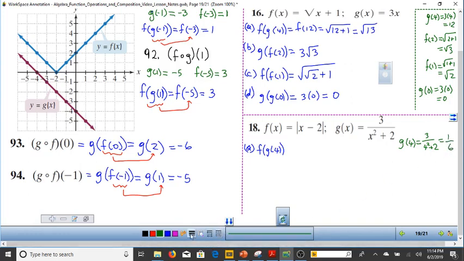So basically, we're plugging in 1/6 for g of 4. That becomes f of 1/6, which is the absolute value of 1/6 minus 2, which gives you the absolute value of negative 11 over 6, which is just positive 11 over 6, and that's that.